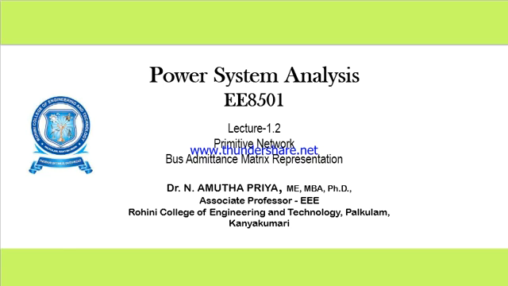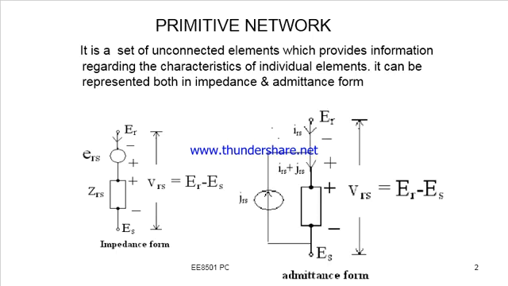We are discussing the power system analysis course, and this lecture covers the primitive network and the bus admittance matrix representation. What is a primitive network? It is a set of unconnected elements which provides information regarding the characteristics of individual elements. It can be represented in both impedance and admittance form. Here we can see the impedance form and the admittance form.